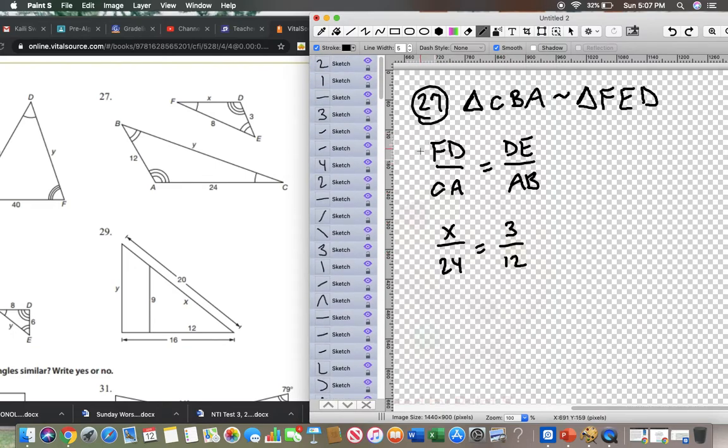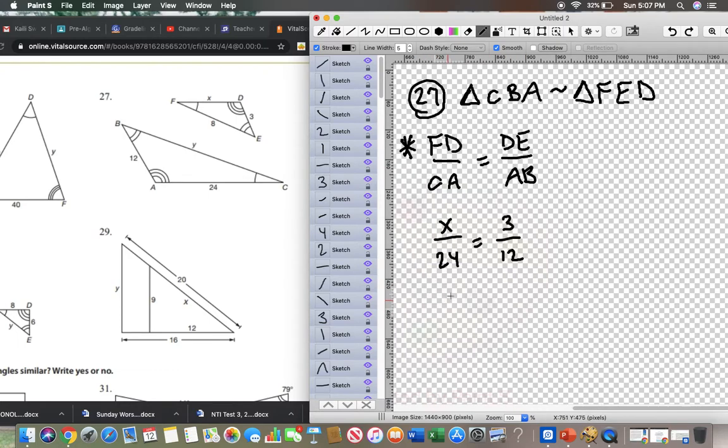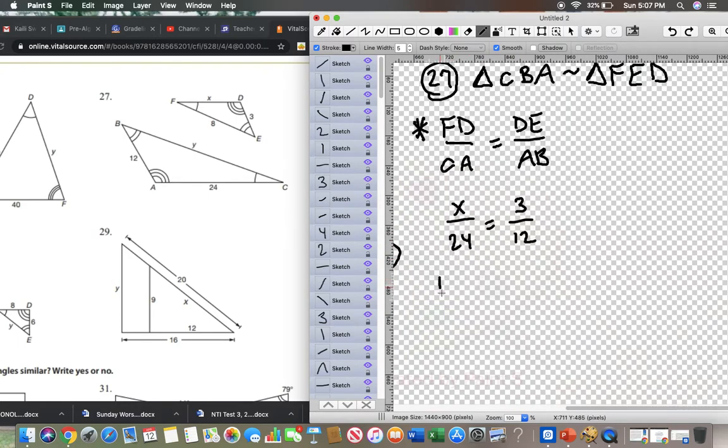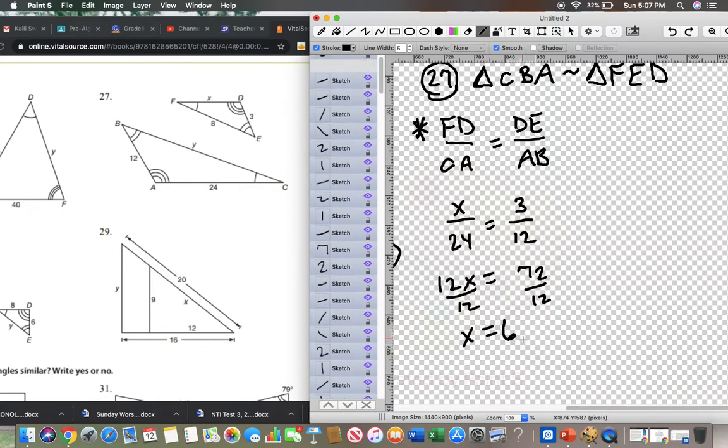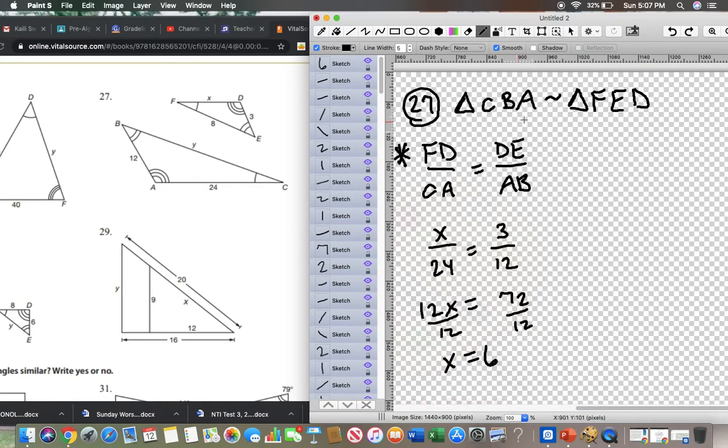The key here is making sure that you're getting your corresponding parts accurate. The rest is easy. Here we go, cross multiply. 12x is equal to 24 times 3, which is 72, therefore x is equal to 6. Now let's find our value for y.